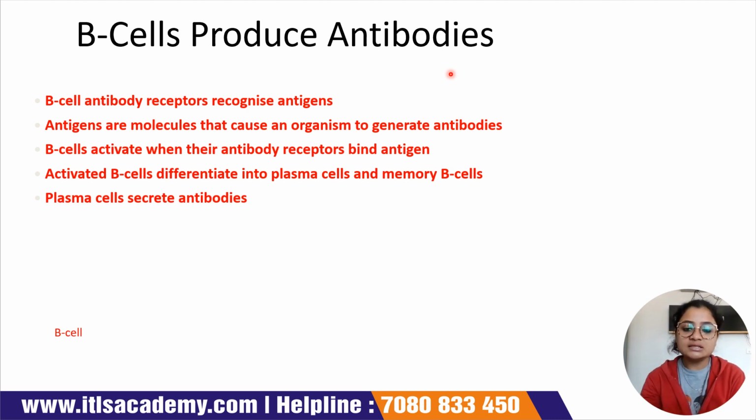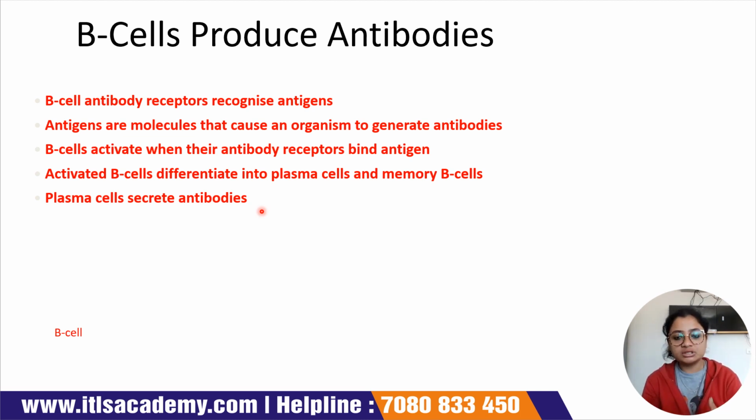So the antigens are molecules that cause an organism to generate antibodies, and the B cells activate when their antibody receptors bind with the antigen. Activated B cells differentiate into plasma cells and memory B cells, and then these plasma cells secrete the antibodies. So from the B cells, the plasma cells will be formed as well as the memory B cells. And what is the function of the memory B cells?